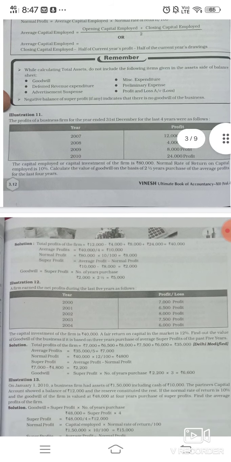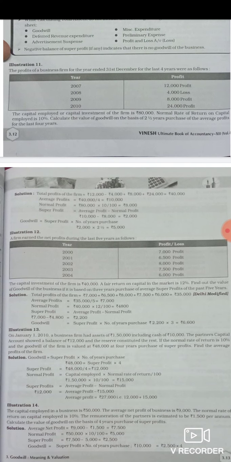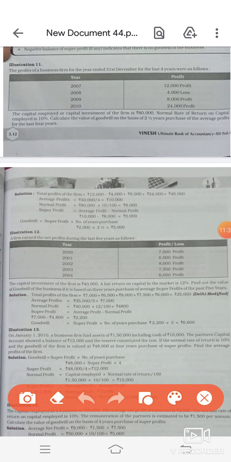Okay, next come to illustration 12. In this sum, the capital investment is given, and the rate of return on capital is 12%. Find the value of the goodwill of the business if there are 3 years purchase of average super profit of the past 5 years. It is also a very simple sum. Do it as a homework sum. So illustration 12 is a homework sum. It's the same method, so you have to do it by yourself.